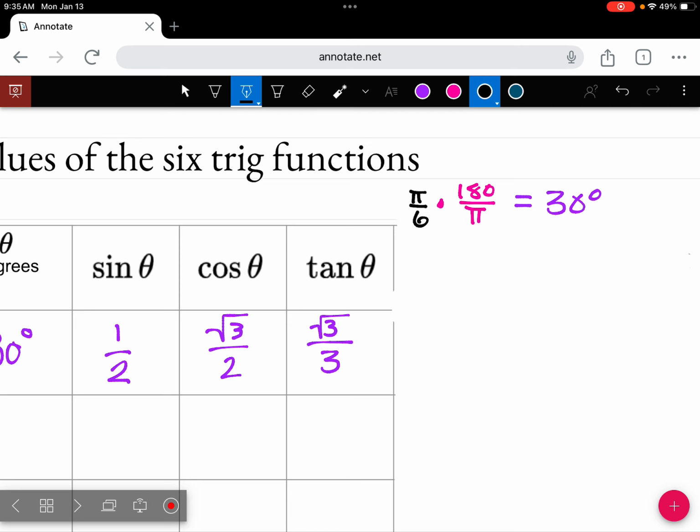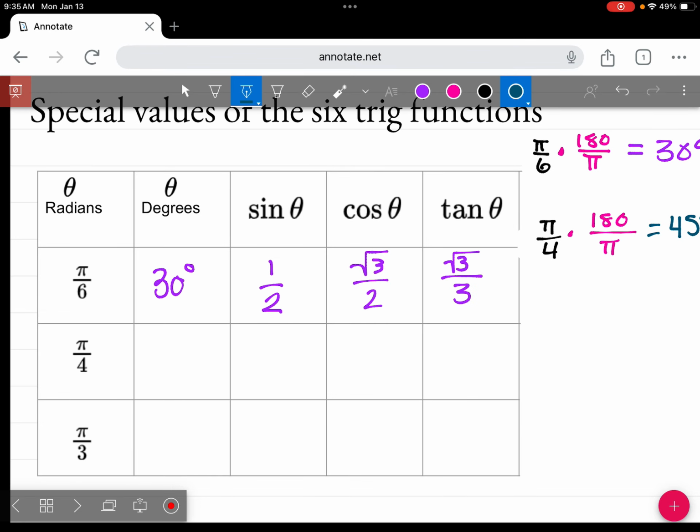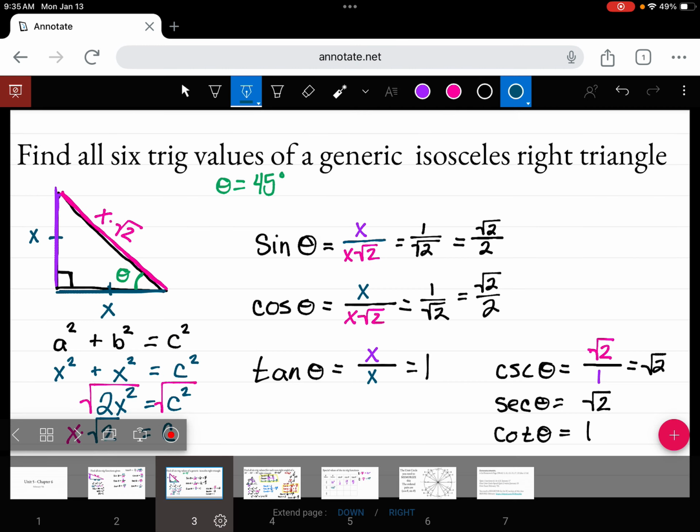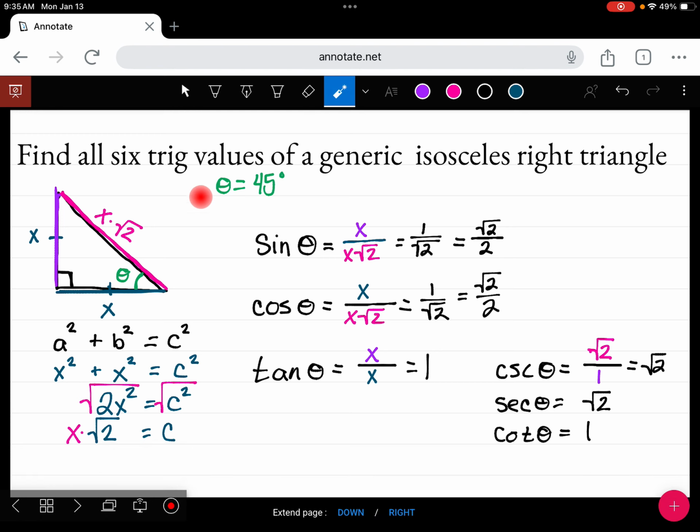Let's find that in degrees first. Pi over 4, switching this back to be degrees, is going to be 45 degrees. Have we done 45 degrees today? Yes, we did sometime today. All right, did we do 45 degrees? I forgot. We did. Not the very first one, the second one we did.